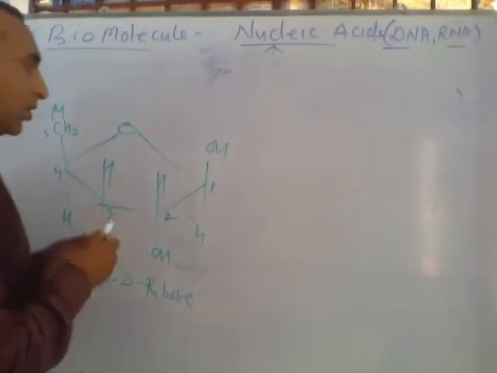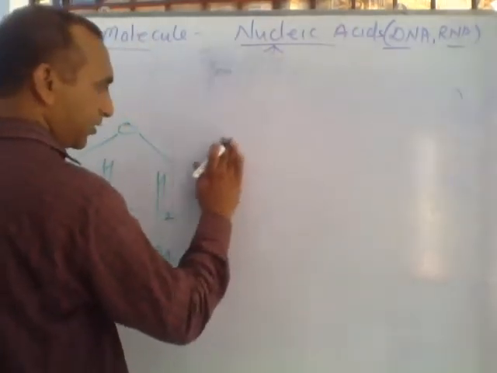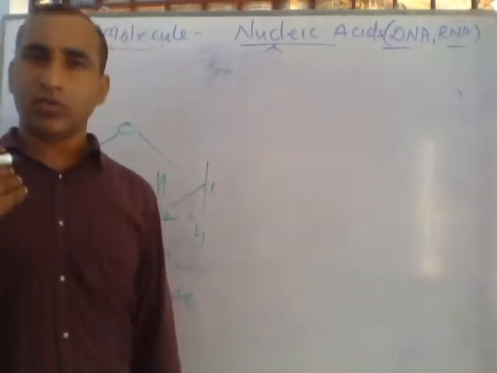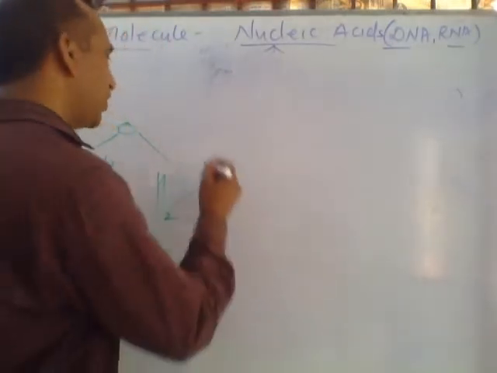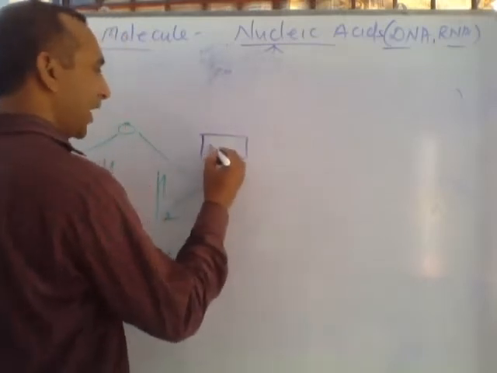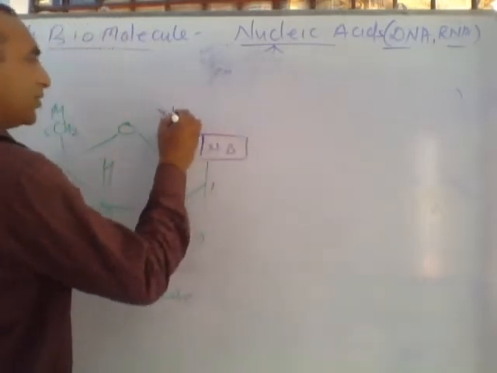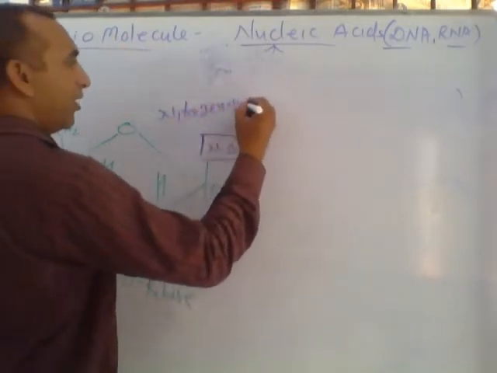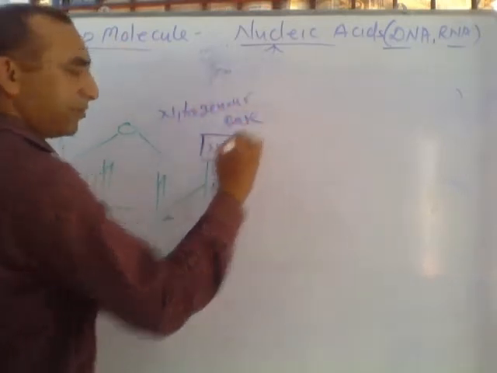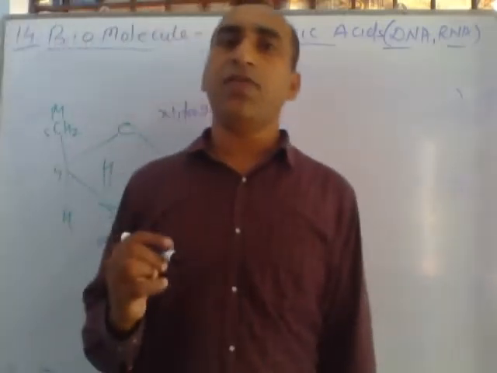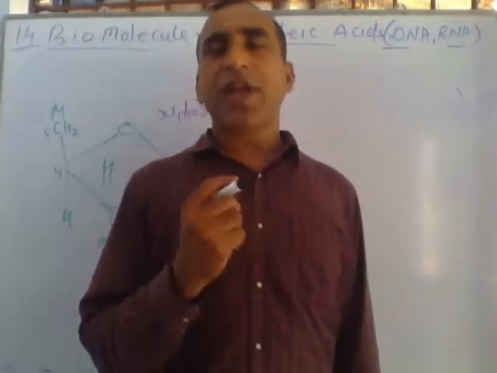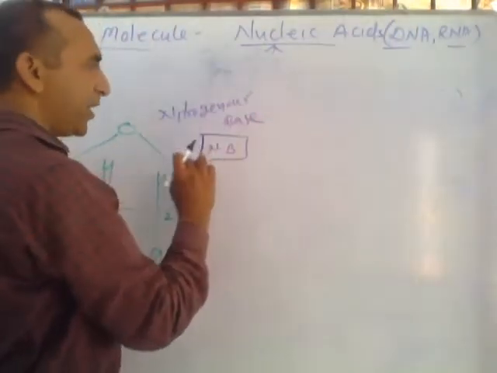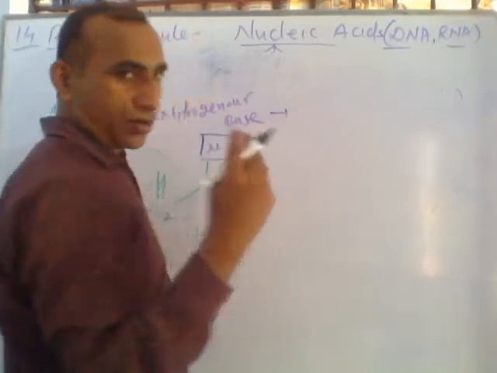If I replace this OH on the first carbon atom with a new molecule, the new molecule is NB. The NB is nitrogenous base. N means nitrogenous, B for base. There are specific types of bases in which nitrogen is present. So these are nitrogen bases, and nitrogen bases are 5 types.